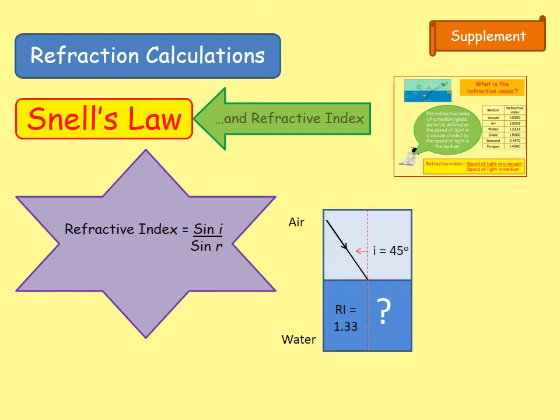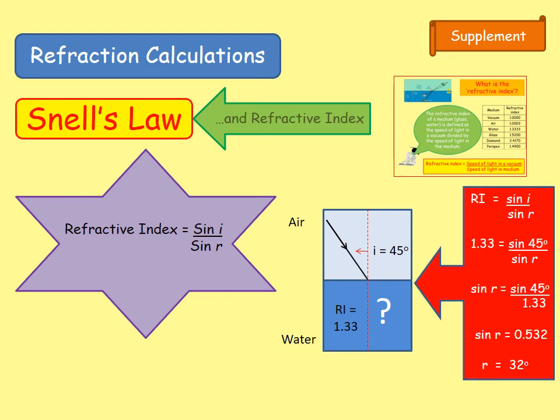So if the refractive index of water is 1.33, what is the angle of refraction going to be? It's essentially a rearrangement of the equation to give sine r as the sine of the angle of incidence divided by the refractive index. So it's going to give you 0.532. You then take the anti-sine of that to give you the angle, which is going to be 32 degrees. It's just rearranging the equation.